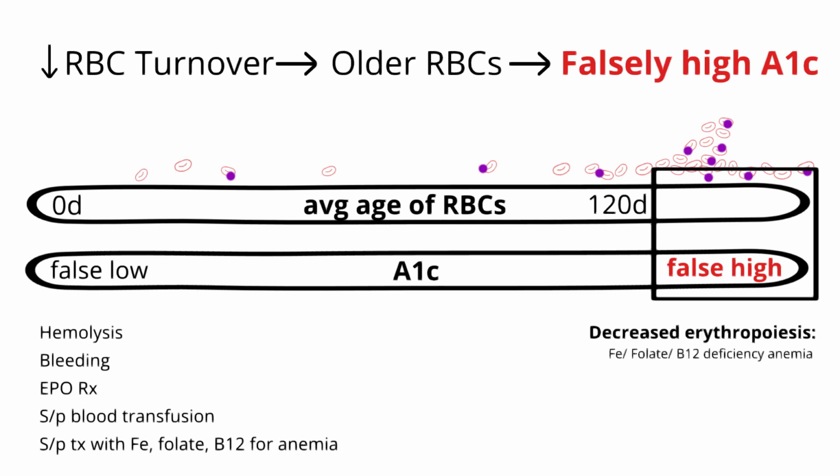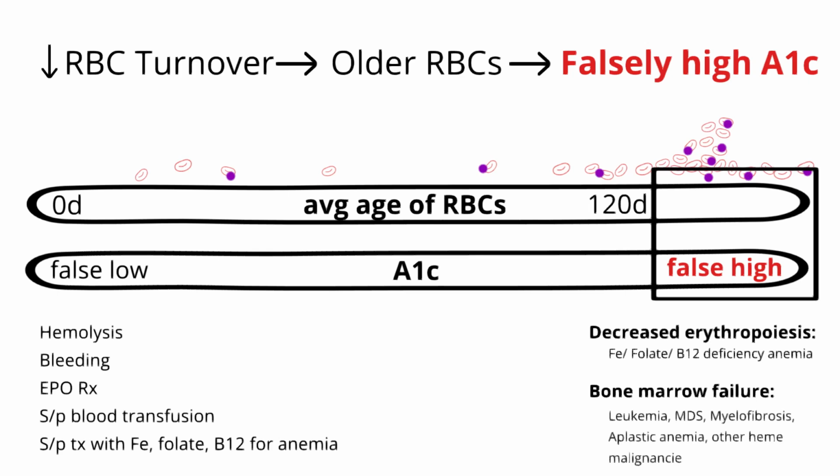Iron deficiency anemia, as well as folate and B12 deficiency can do this. Without iron, folate, and B12, there is decreased erythropoiesis, and because the body cannot adequately produce enough new red blood cells, most of the red blood cells in circulation are going to be older, and a greater percentage will be glycosylated. Similarly, patients who can't keep up with red blood cell production, like those who are suffering from bone marrow failure, for example, patients with leukemia, MDS, myelofibrosis, or aplastic anemia, could also have falsely high A1Cs.